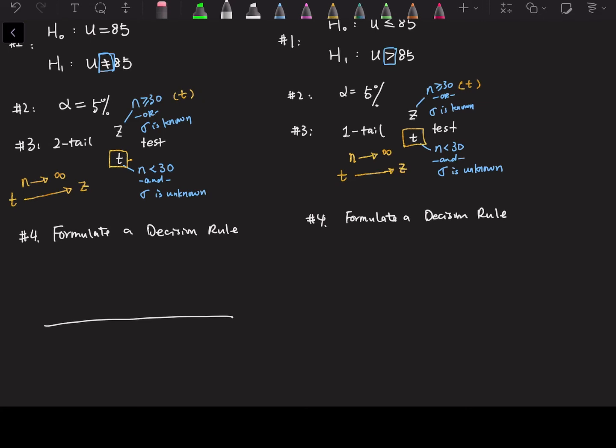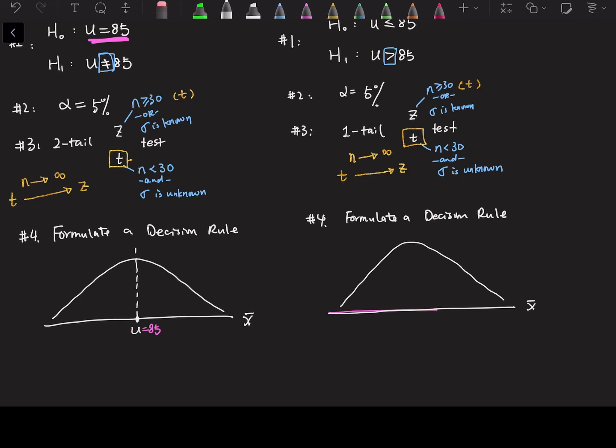Suppose the population is normally distributed, and the sample mean follows a normal distribution, and this is the population mean mu. Based on the null hypothesis, the population mean is 85. Let's assume the population mean is 85. That means we assume the null hypothesis is correct. Same thing for case number 2. So x bar follows a normal distribution, and the mean of x bar is here.